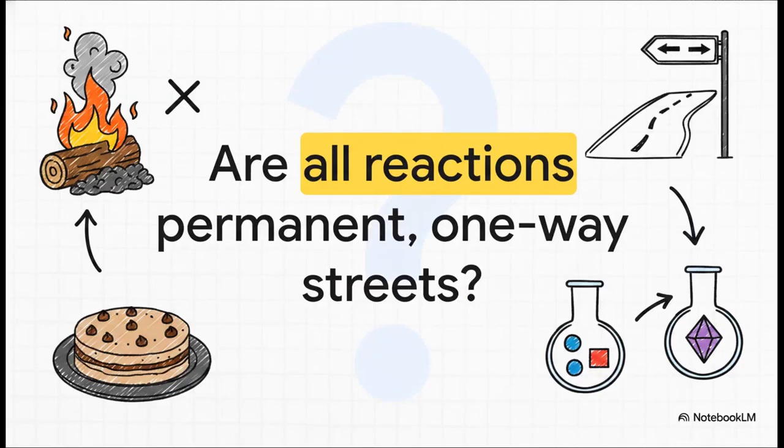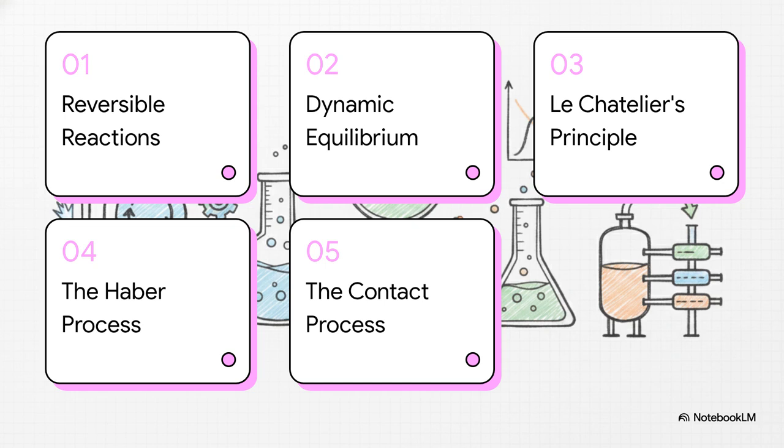Let me ask you a question right off the bat. Are all chemical reactions permanent, one-way streets? I mean, think about it. When you burn a piece of wood or bake a cake, you can't exactly unburn the ash or unbake the flour, right? We kind of carry this misconception that once a chemical reaction happens, it's done. It can never be undone. But what if I told you that in the chemical world, some streets have traffic flowing in both directions at the exact same time?